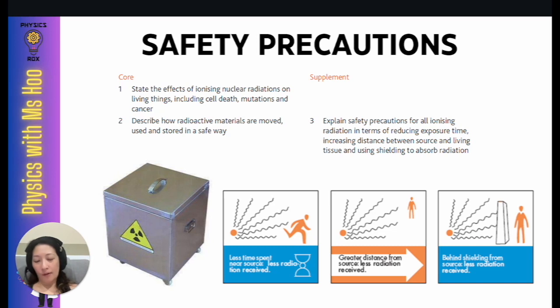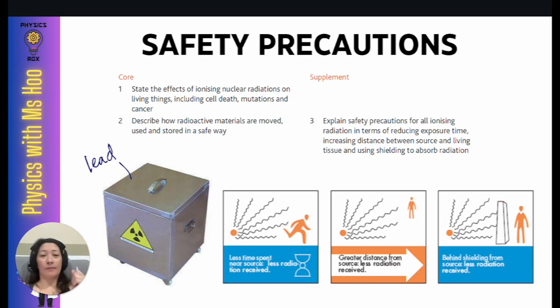So remember that the storage needs to be in lead boxes. And why lead? Because lead can reduce or even block low levels of gamma radiation. Alpha and beta can't even pass through lead anyway, so that's why lead is the safest material to use to store and transport the radioactive material.